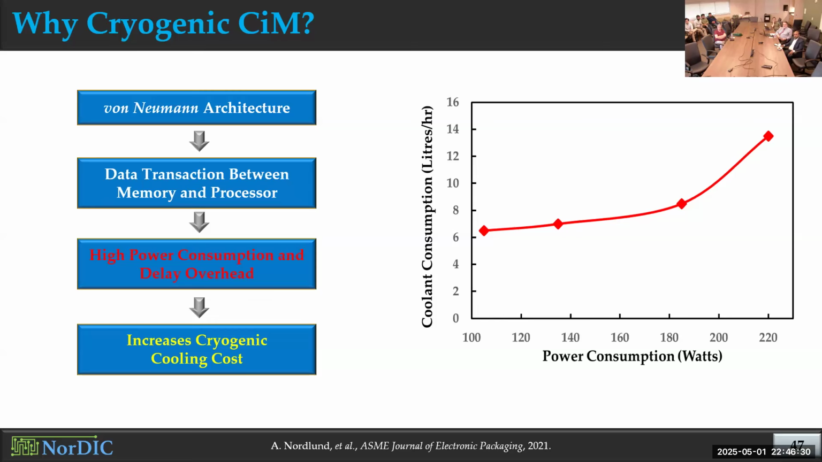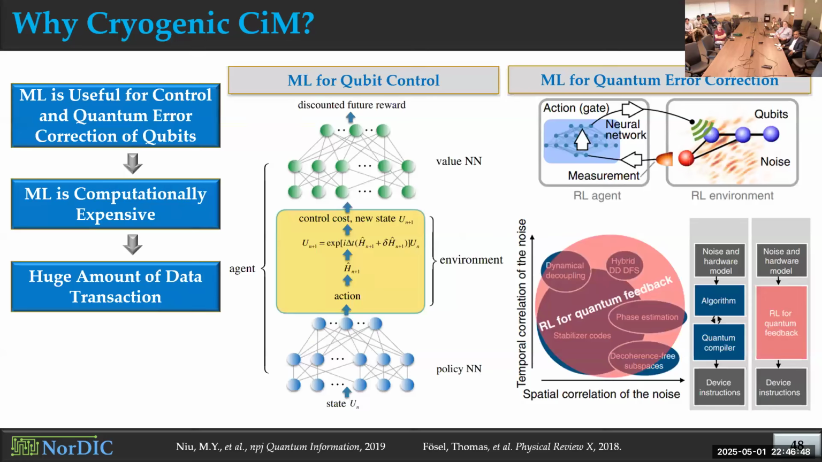That's why we also have that upper power limit. But if we have an in-memory computing system, we will be able to reduce the power consumption of the system on the x-axis. That will help us to reduce this cooling cost. That's why energy efficiency is a crucial thing for cryogenic environments to have lower cooling costs. So we use this, and also it has been recently shown that different machine learning algorithms can be useful for the control and the quantum error correction of qubits in quantum computing.